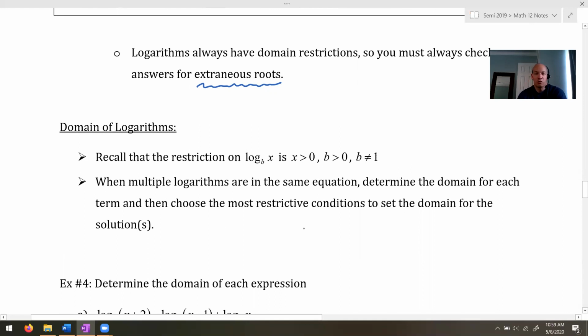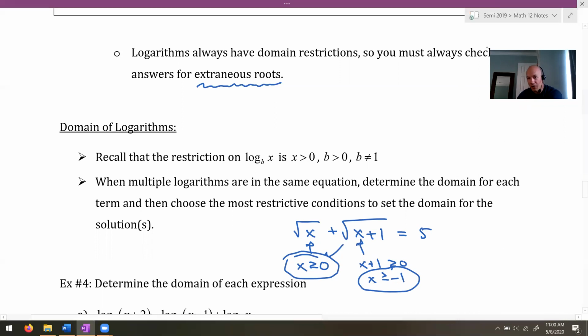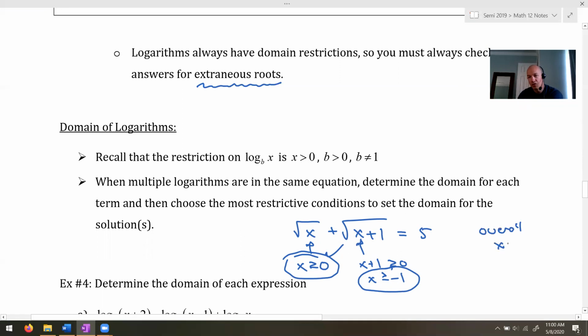This is similar to when you're doing square roots. If I was to do root x plus root x plus 1, let's say, is equal to, I'm just going to make something up like 5. We can say the radicand has to be x is bigger than or equal to 0. But in this case, x plus 1 has to be bigger than or equal to 0, which means that x has to be bigger than or equal to negative 1. So each radical gives you its own separate domain. But which one is more restrictive, saying numbers have to be bigger than 0 or saying numbers have to be bigger than negative 1? It turns out this one is more restrictive. So the overall domain restriction here would be x is greater than or equal to 0.